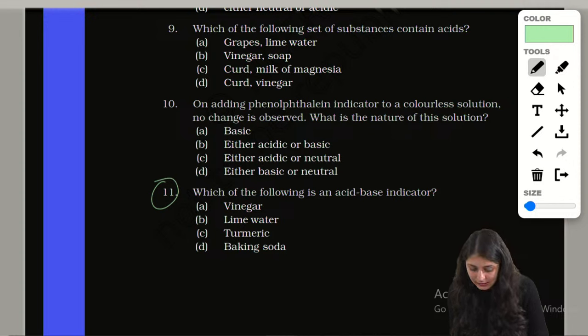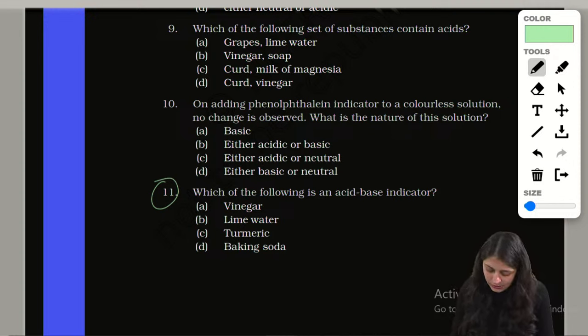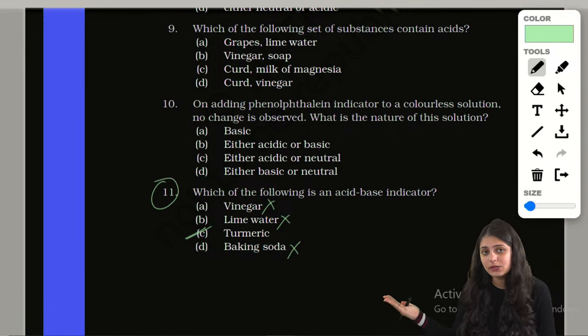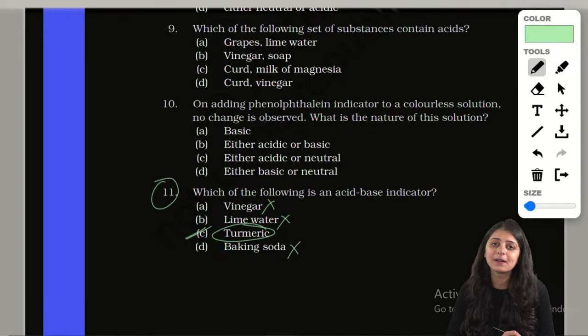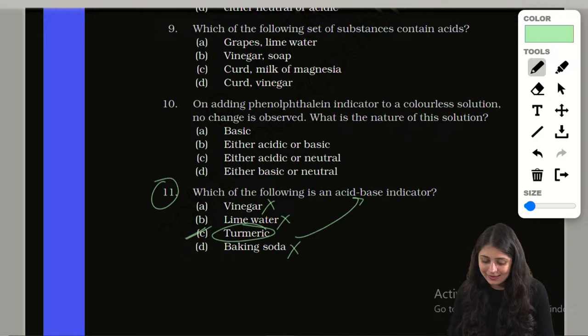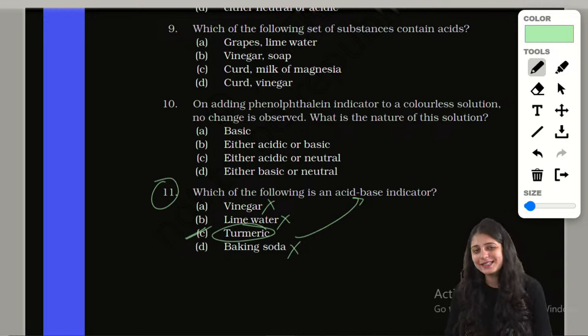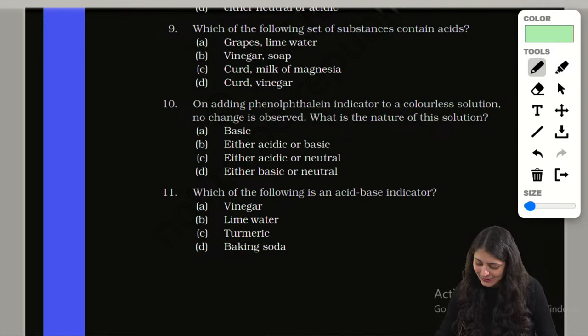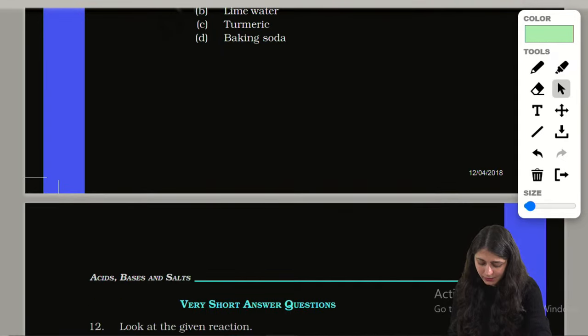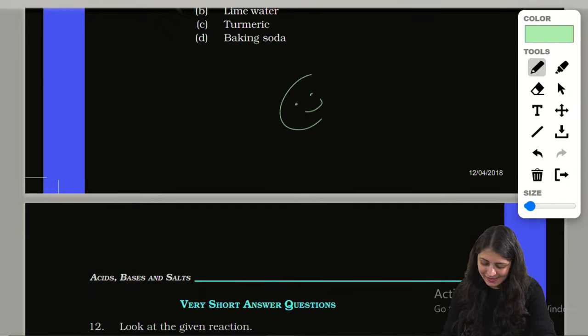Everybody saying it's option C. Very good, it's option C only. देखो, विनेगर तो एसिडिक है, लाइम वाटर बेसिक सब्सटेंस है, बेकिंग सोडा यानी सोडियम हाइड्रोजन कार्बोनेट, it's also a basic substance. टर्मरिक एक एसिड बेस इंडिकेटर है जो एसिडिक और न्यूट्रल मीडियम में येलो रहता है, बेस में रेड हो जाता है. सो देयर यू गो. With this, we are done with objective questions of acid bases and salts.